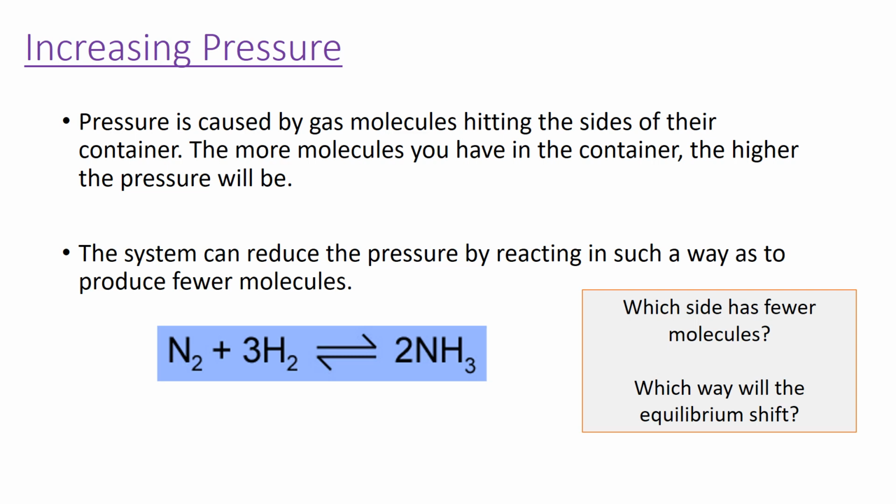So if we look at this reaction here, N2 plus 3H2 forms 2NH3. Can you tell me, please, which side has fewer molecules? And if I increase the pressure, which way will the equilibrium shift? It's exactly the same as the video you should have watched from the previous slide. So if you're stuck, watch that video again to help you answer this question. Which side has fewer molecules and which way will the equilibrium shift? Pause the video now and answer that question.